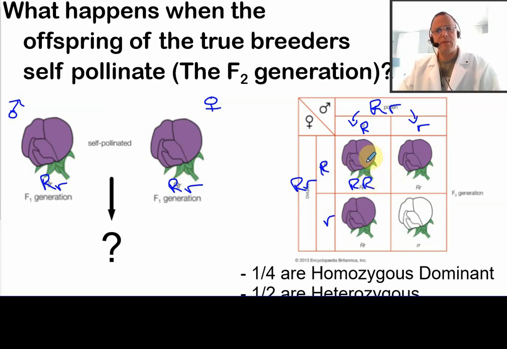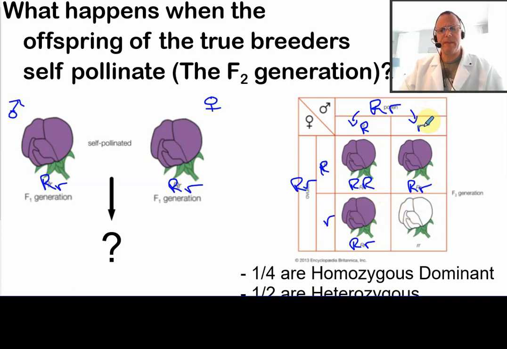We end up with the genotype homozygous dominant and the phenotype purple. If this pollen meets that ovary, we have big R, little r, our heterozygote situation. Our genotype is big R, little r. Our phenotype is purple. What happens if that pollen meets that ovary? Again, another heterozygote. The phenotype is purple.